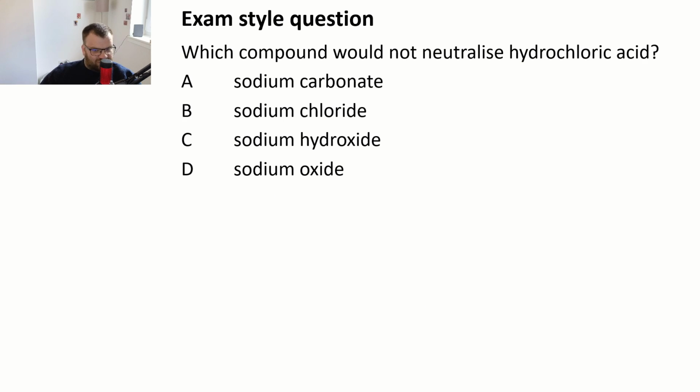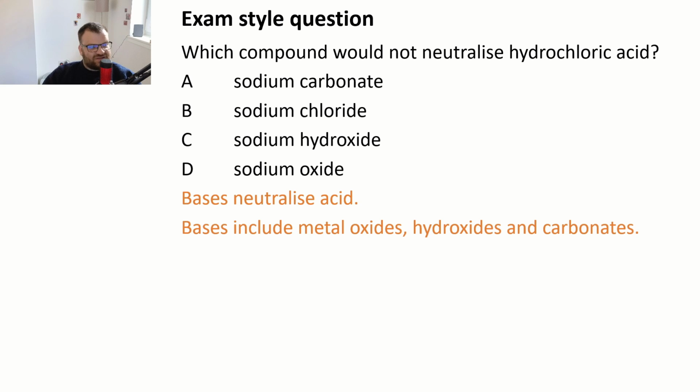In this question we're asked which compound would not neutralize hydrochloric acid, and we have a few different examples of sodium compounds. Bases neutralize acids. Bases include hydroxides, oxides, and carbonates. Looking through these, we've got metal carbonate, metal hydroxide, metal oxide. That means that B is the odd one out because it is not a base. Sodium chloride is a salt. That's what you form when you neutralize an acid, but it wouldn't be used to neutralize the acid.